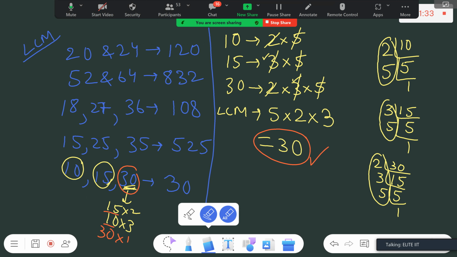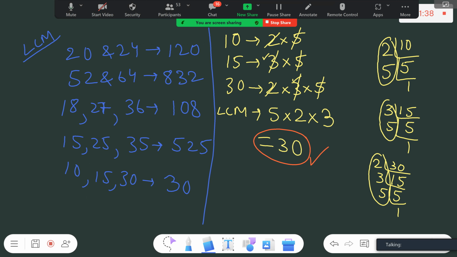Now let us look at which method? Division method. What is the LCM full name? LCM full name is least common multiple or lowest common multiple, isn't it?